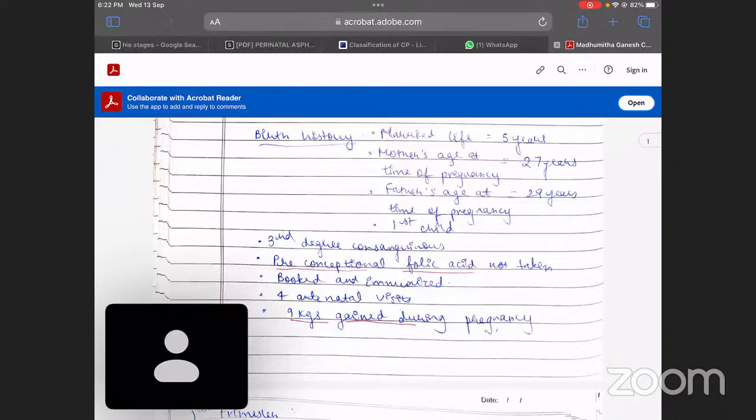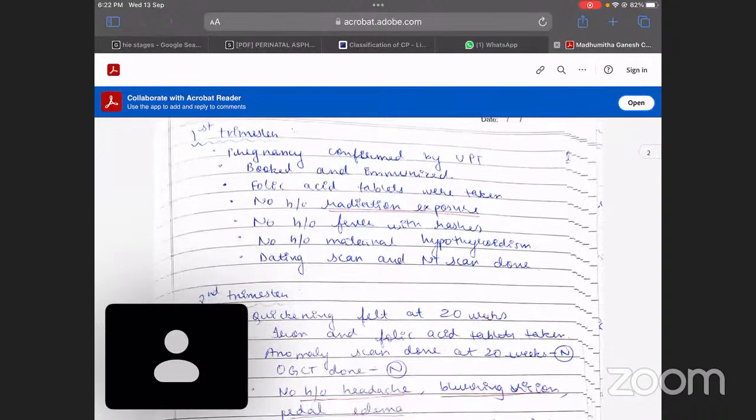Very good. Initially, 3-4 years back, when I was an undergraduate student, it was TT. Now they have changed to TD. So this is one of the questions they can ask because of the new change. So the mother has antenatal visits and weight gain during pregnancy. Now we go for first trimester history.